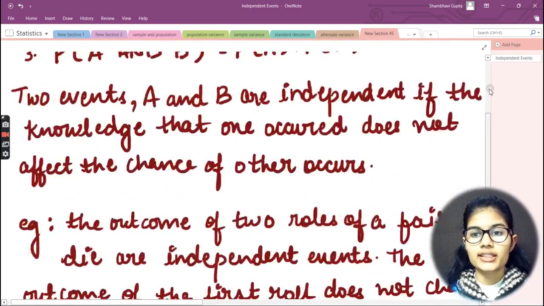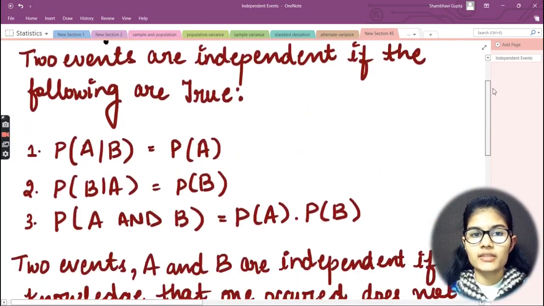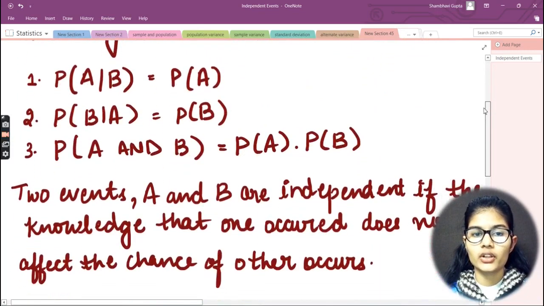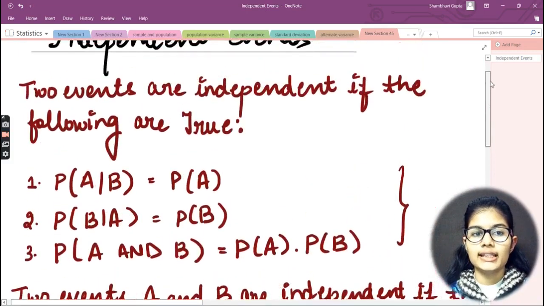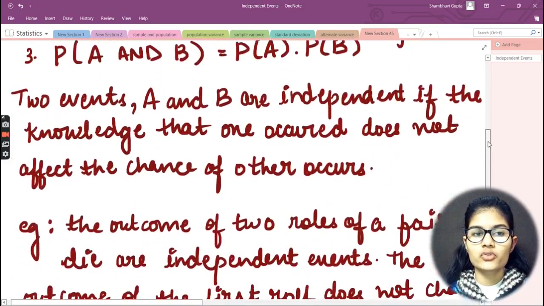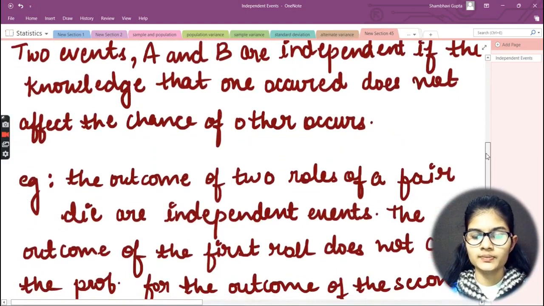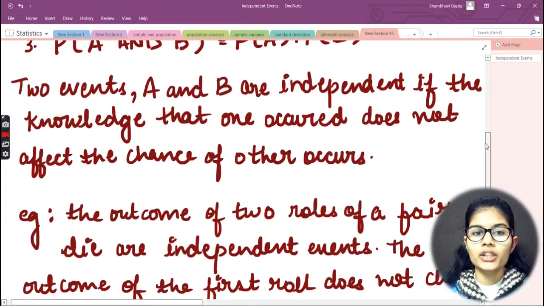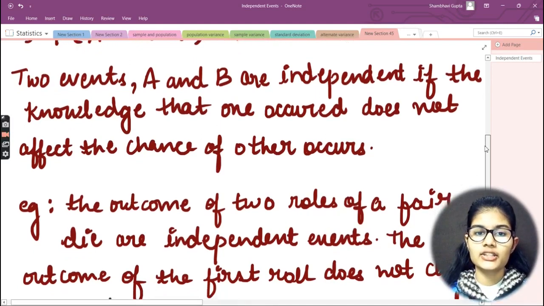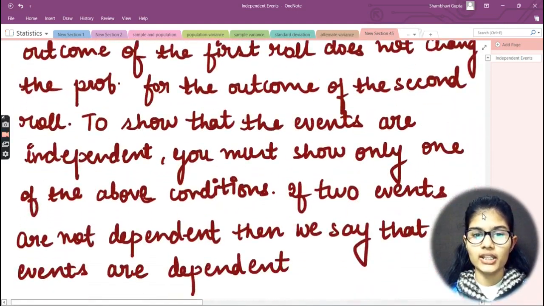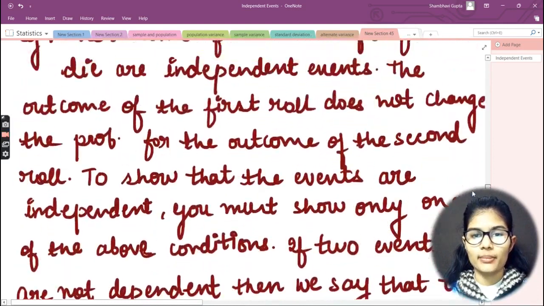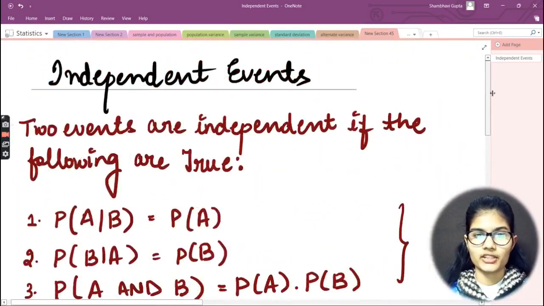Okay, so today we discussed a little about the independent event. If the three conditions mentioned here are true, then we say that these two events are independent. Two events A and B are independent if the knowledge that one occurred does not affect the chance of the other occurring. So in that case we say that these two events are independent. And we just saw a quick example of how to do this.